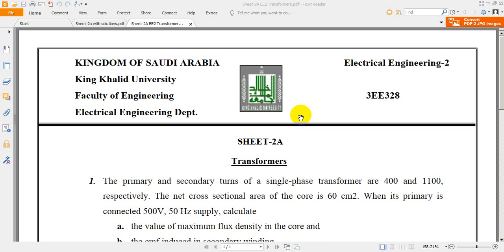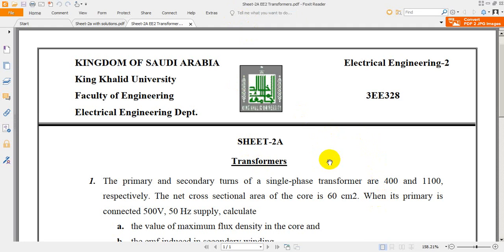Welcome to the Electrical Engineering 2 Sheet 2 Transformer part. In this session we are going to discuss basic problems related to transformers. These problems are related to the construction of the transformer, basic working principle of the transformer, and EMF equation problems.